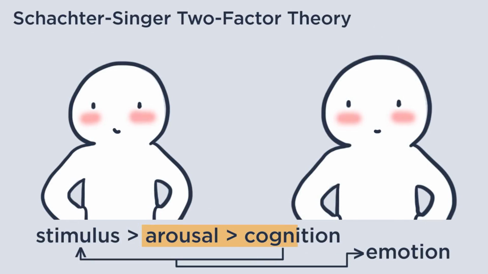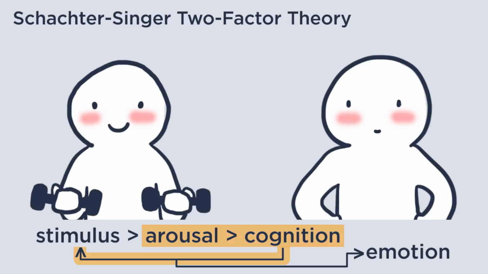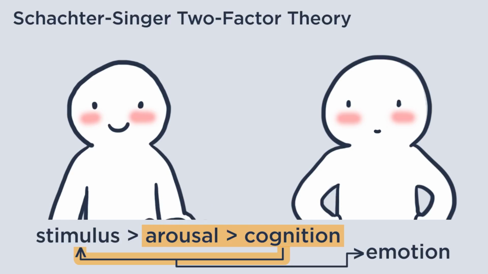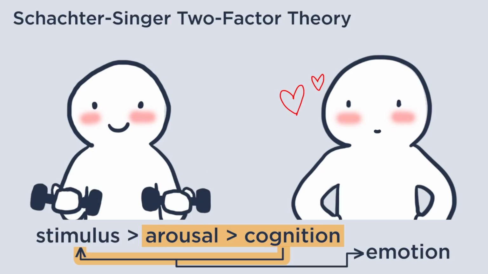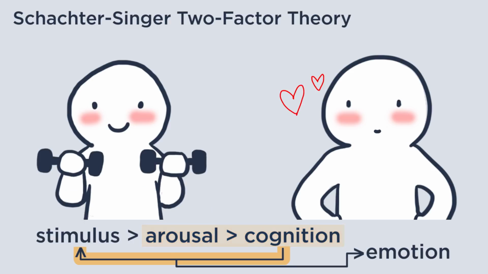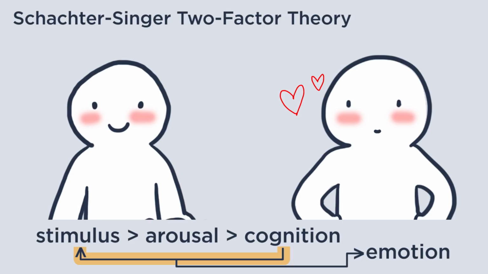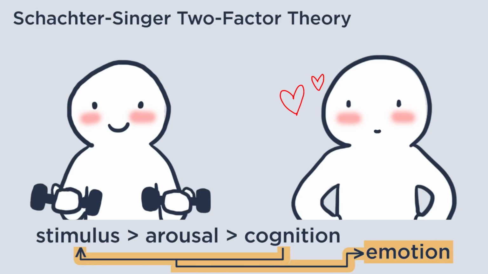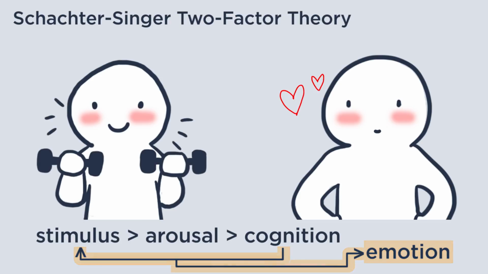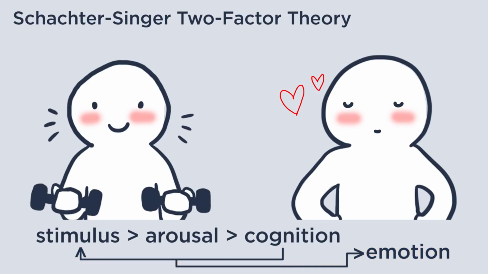According to this theory, you'll automatically use cues from your environment to help explain this flush. You might be mid-workout, or someone might have just confessed their love to you. Although the arousal is the same, the cognitive evaluation of the stimulus is very different across these two scenarios. And so the emotions you would feel would also be very different. Say pride versus shyness, for instance.